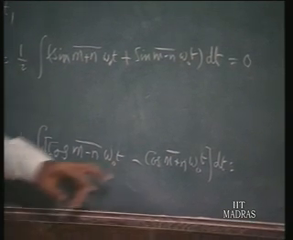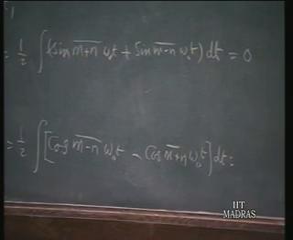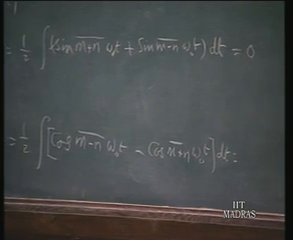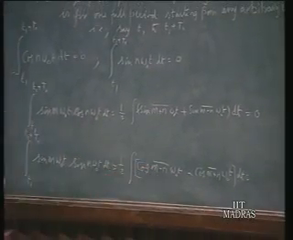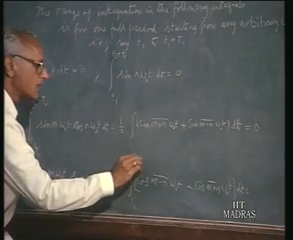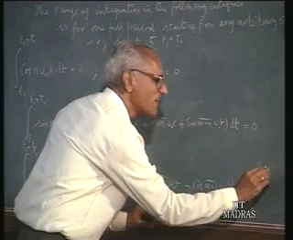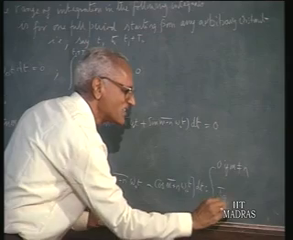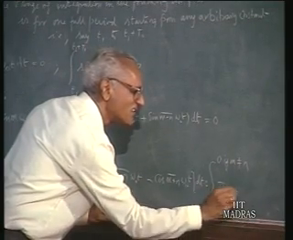Now, as far as (m plus n) omega naught t is concerned, that again is an integral over a complete number of cycles, that goes to 0, no problem about that. As for the first term, if m minus n is an integer which is not 0, then once again it goes to 0. On the other hand, if m equals n, this is a constant, and therefore over a complete period it gives the value t0. So the upshot is we can say this will be 0 if m is not equal to n, and this is equal to t0 by 2 if m equals n.